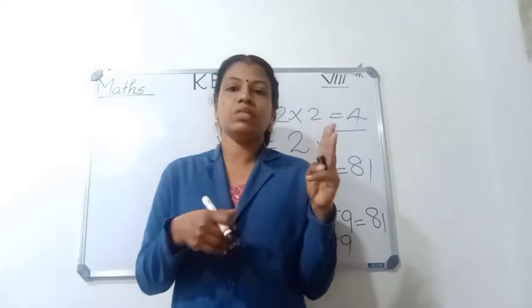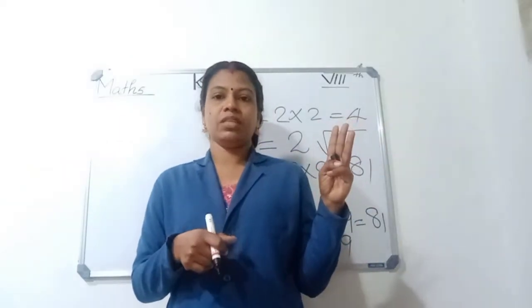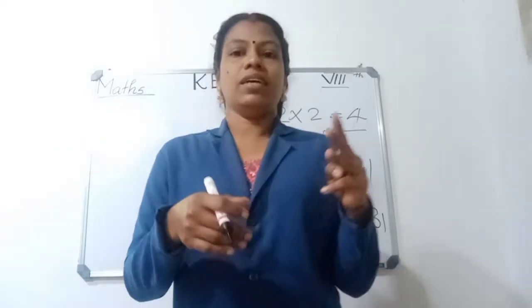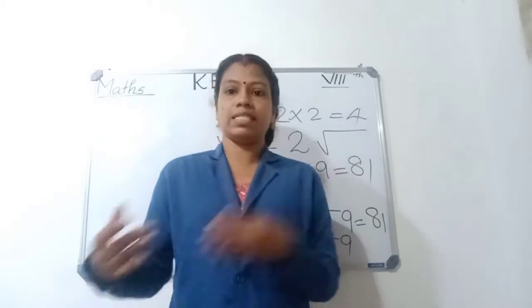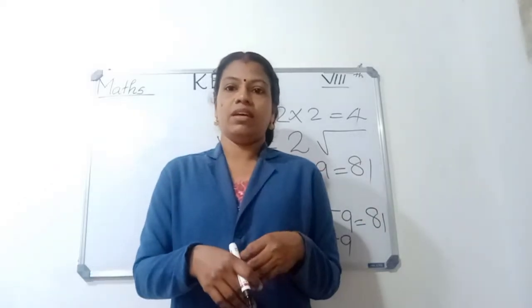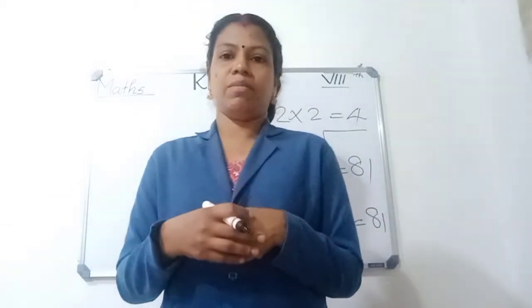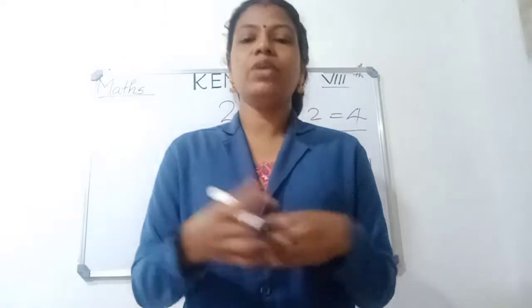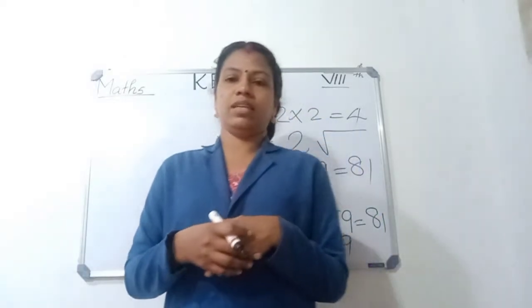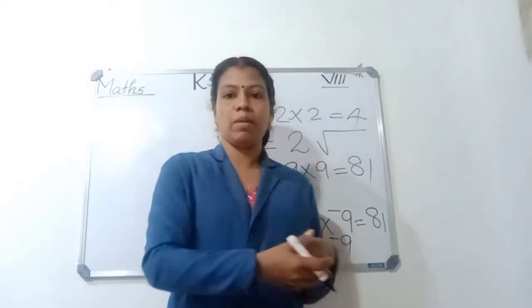Okay. So we use that property in repeated subtraction method. So here we will successively subtract the odd numbers from the given number. Okay, I will show you one example. 9 is the number. Find the square root of 9 using repeated subtraction method. So, in this method, first we subtract the first odd number from 9.